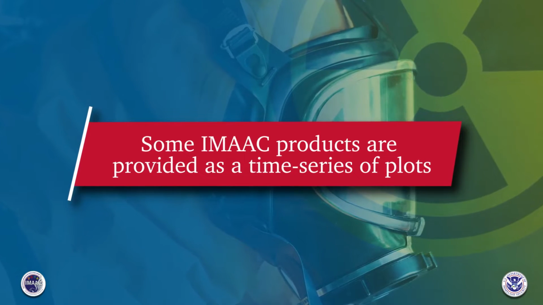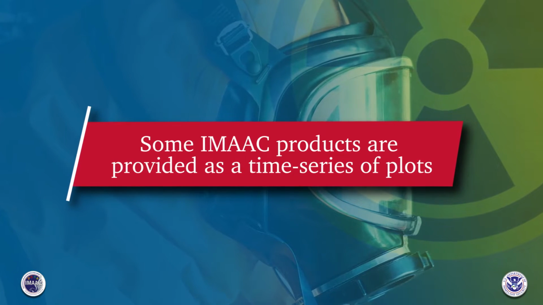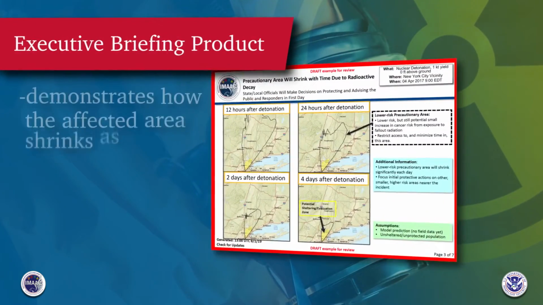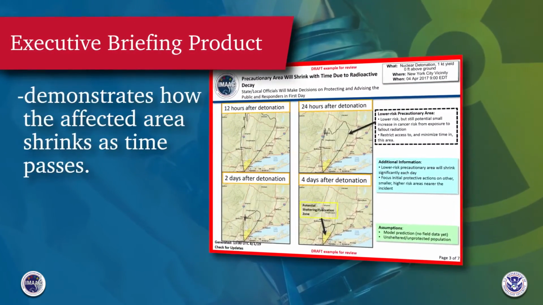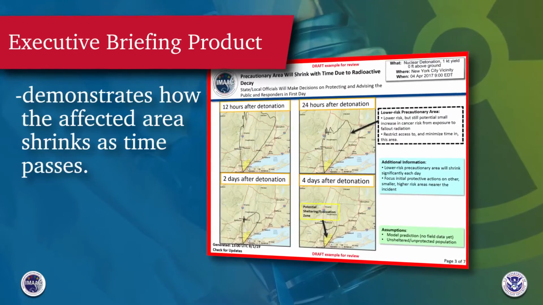To communicate the rapidly shrinking fallout areas, some IMAAC products are provided as a time series of plots. This example shows an executive briefing product that demonstrates how the affected area shrinks as time passes.